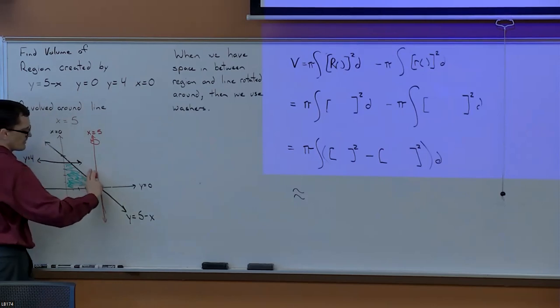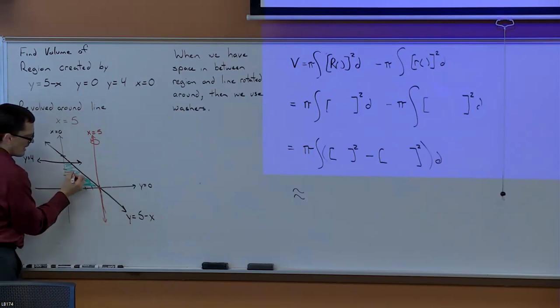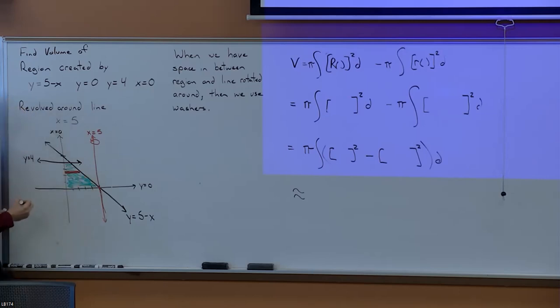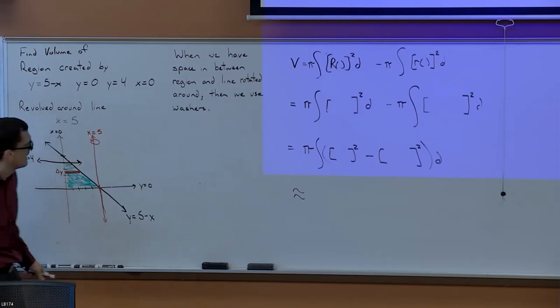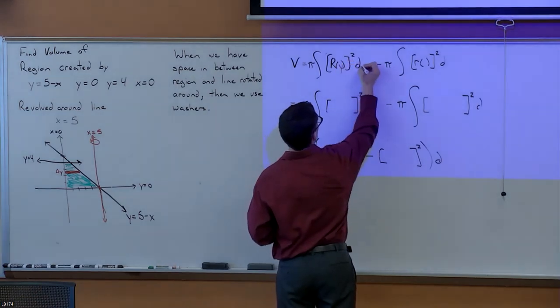Because we are revolving around a vertical line, x equals 5, rectangles are going to be laid horizontally in the disk method. That means we're going to be integrating with respect to y. So everything I do integration-wise is going to be with respect to y.